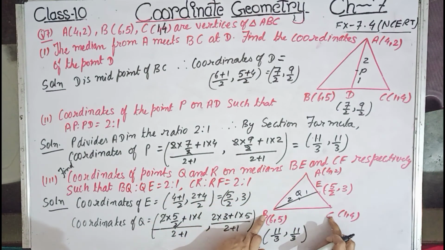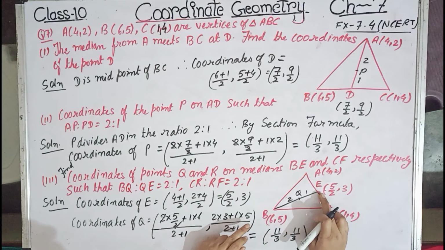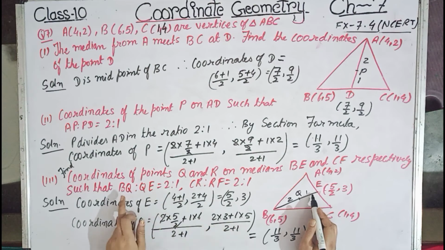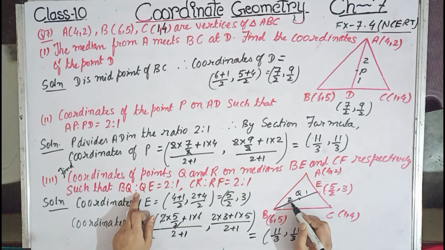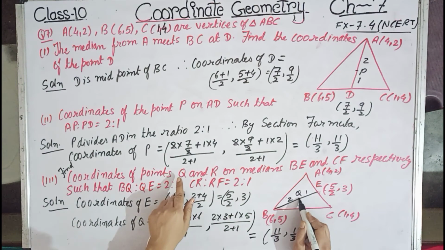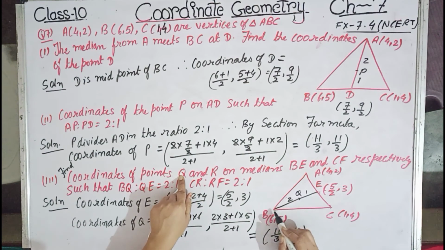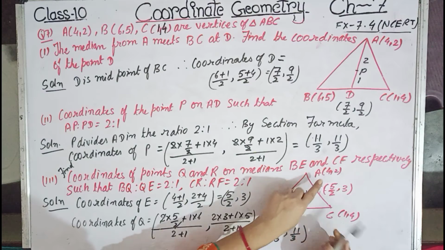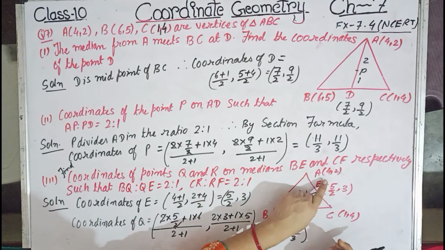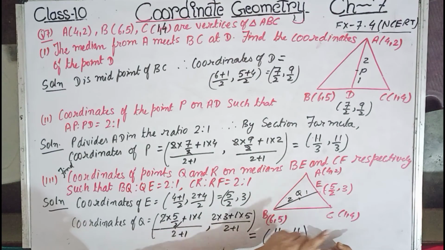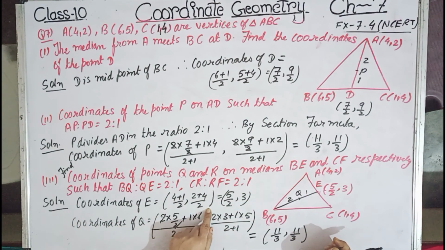So I have again drawn the triangle ABC where the median BE is drawn. A point Q is taken on the median BE such that BQ is to QE equals 2 is to 1. So here we have to find the coordinate of the point Q. Now if BE is the median, so obviously E is the midpoint of AC. So similarly we can get the coordinate of the point E as (4 plus 1) by 2, that is 5 by 2, and (2 plus 4) by 2, that is 6 by 2, that is 3. Here I have shown the calculation.